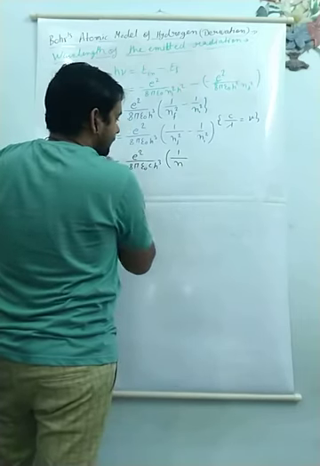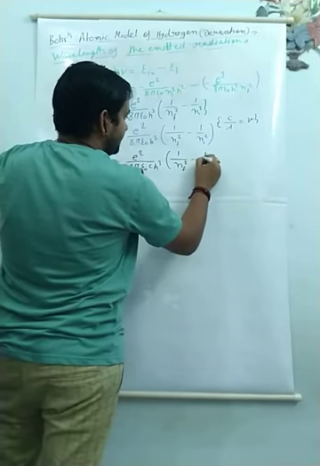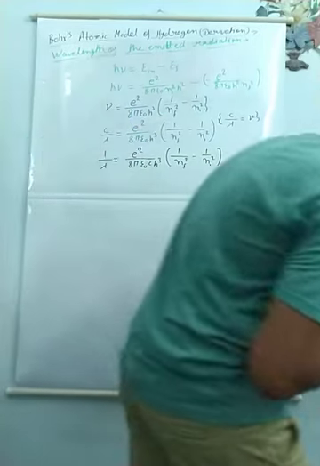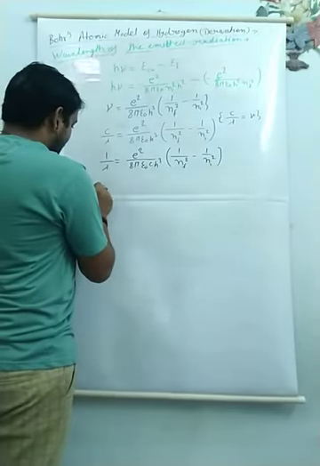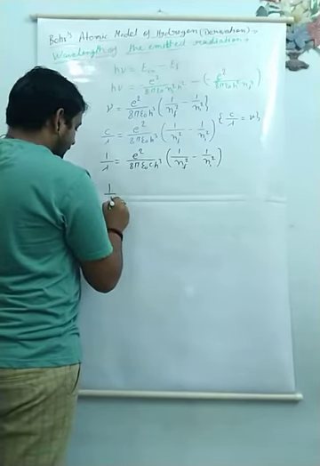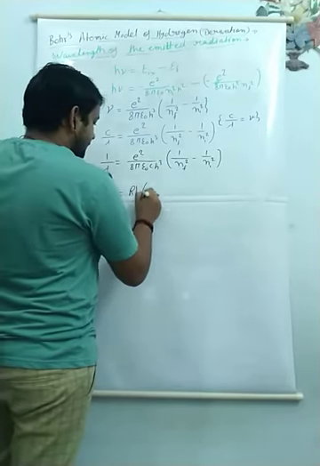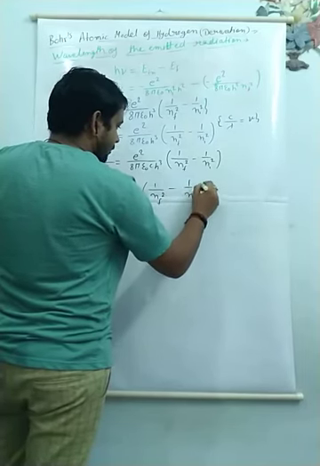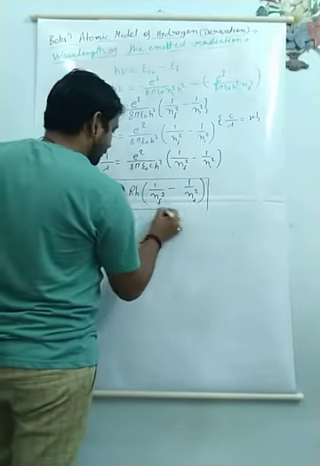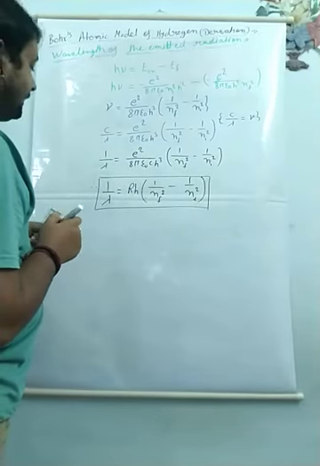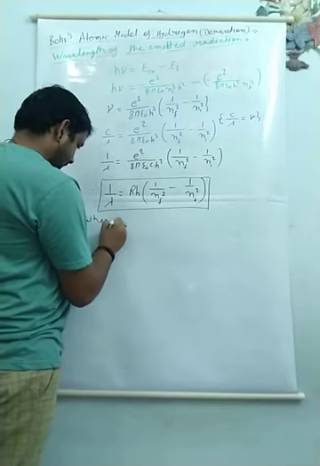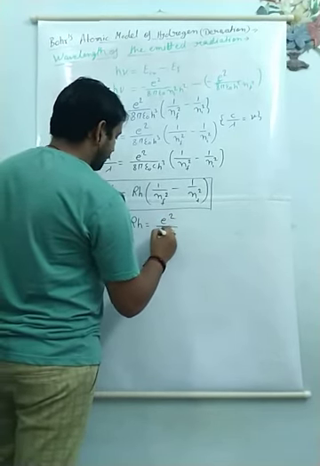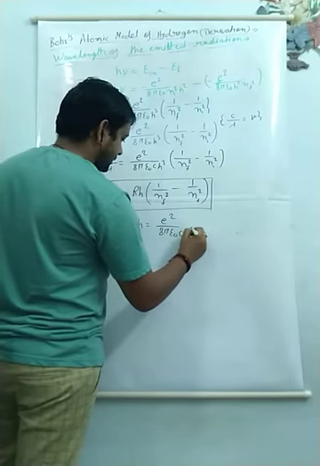nf for final we will use, students, okay, nf square minus 1 upon ni square. Okay, now this value is called Rydberg constant. Therefore 1 upon lambda is equal to RH, 1 upon nf square minus 1 upon ni square. This is the formula for wavelength of the energy radiated, where RH is equal to e square upon 8 pi epsilon naught c h cube.